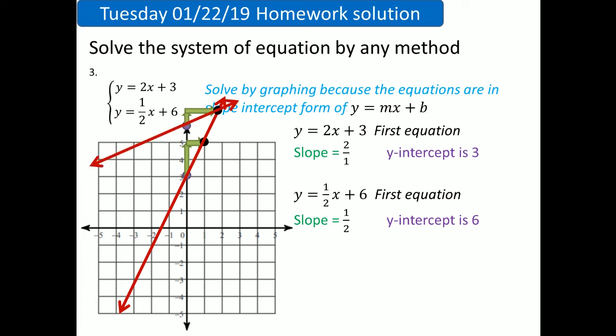Then we locate the intersection. The intersection is marked with a star. The solution is 2, which is your x value right here going up. Then the y value here is 7. So your solution here would be (2, 7).